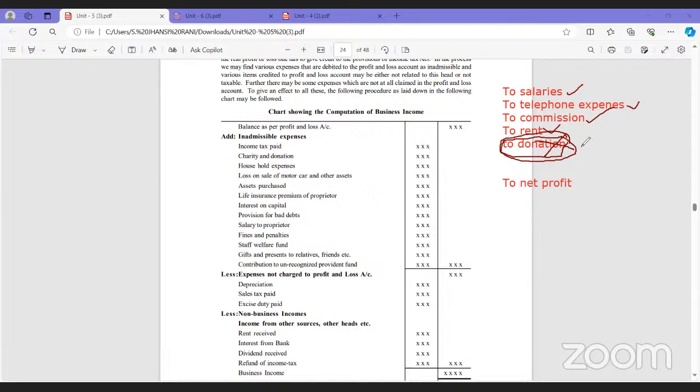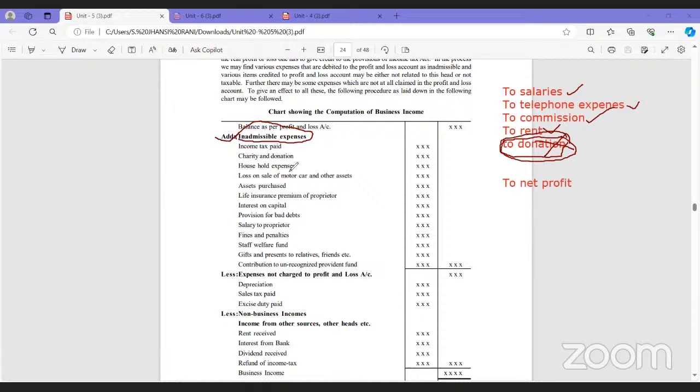We add back all those expenses which are not related to the business. And the expenses which are not related to the business are called inadmissible expenses. They're called inadmissible expenses, meaning the expenses which are not allowed. Actually, they are not business expenditures, but the business person has shown them as business expenditures. Now we rectify it by adding those expenses back. So we are adding inadmissible expenses.